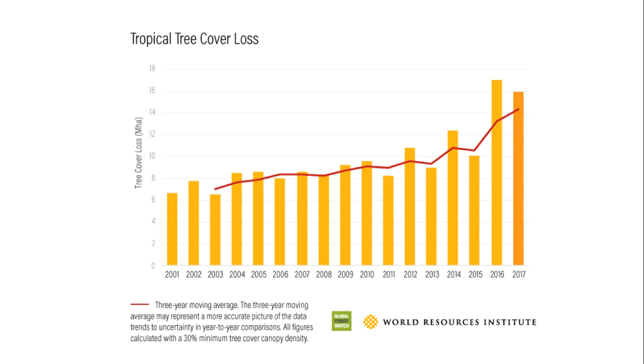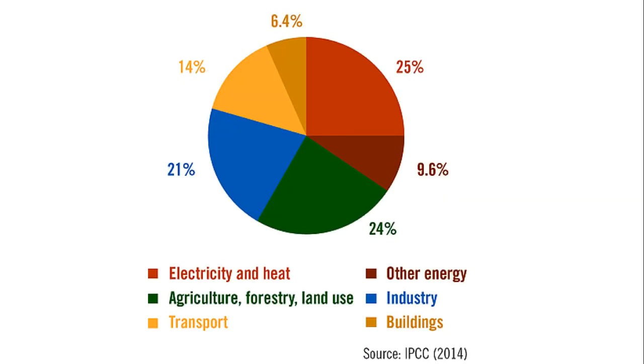Let's look at tropical tree cover loss now. So we're looking at deforestation in the rainforest on this graph. We go back to the beginning. Remember that agriculture was responsible for 24% of greenhouse gas emissions.